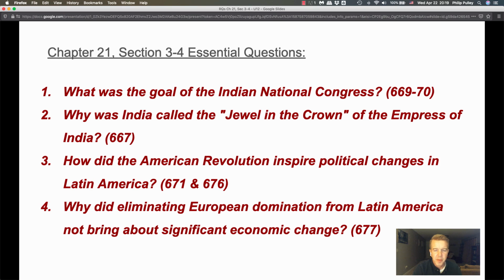And eliminating European domination didn't bring about significant changes because the political elites go back to take power to bring stability and keep control of that power for themselves. As we've said over and over again, people in power want to keep power or try and increase it, and will only give up power when they fear losing their power completely.